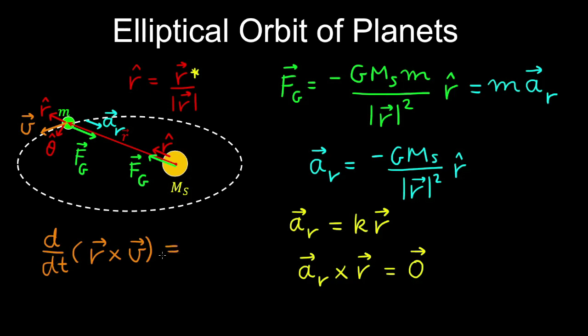So using the product rule, that gives the velocity cross the velocity plus the cross product between the position vector and the acceleration vector. And note that the only acceleration is acting in a radial direction. So the acceleration is equal to a_r. And the cross product between parallel vectors is 0. And as we saw, the acceleration vector is also parallel to the position vector. So this evaluates to the 0 vector.